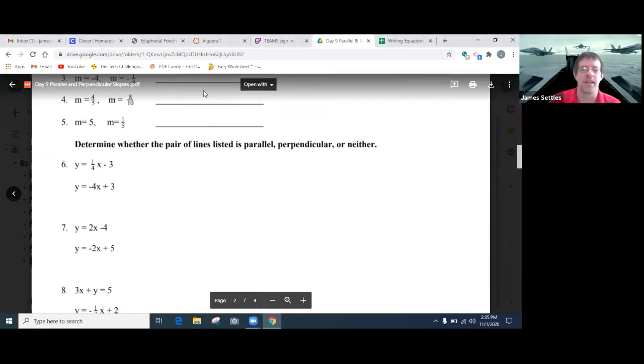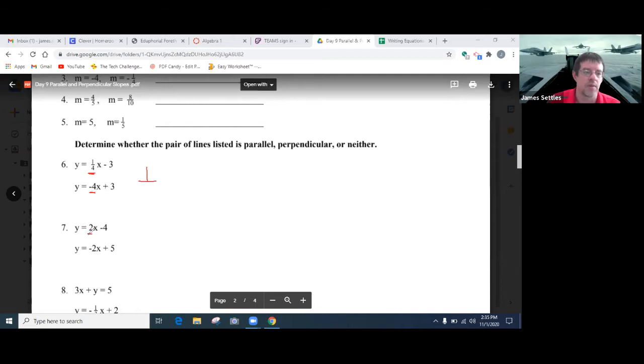All right, so they're giving me a pair of lines and we want to know if they're parallel, perpendicular, or neither. And so remember, we always look in front of X. And so we've got 1/4 and -4. So it's definitely not parallel. I know that for a fact because they're not the same. Perpendicular. The signs are different, so that's good. Did they flip the fraction? Well, if I take 1/4 and I flip it, it becomes 4/1. Now they didn't put the 1 there, but they did flip it. And so this right here would be perpendicular.